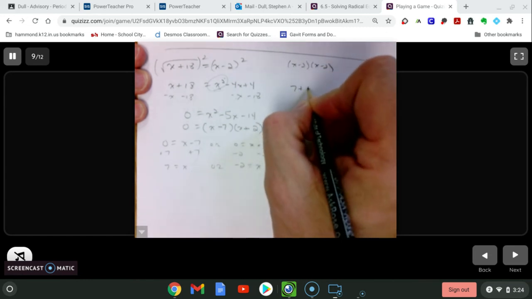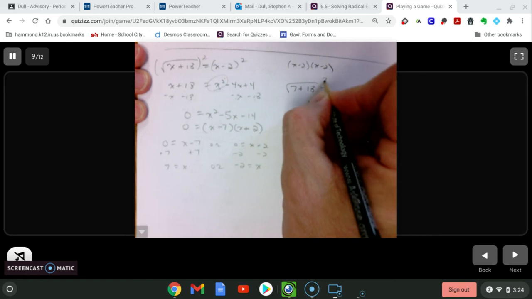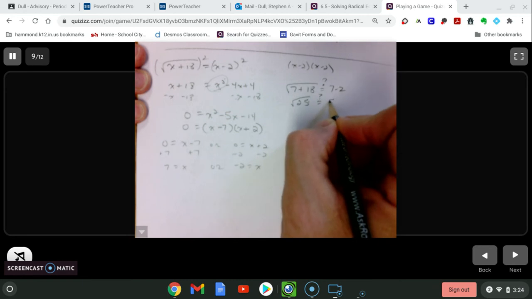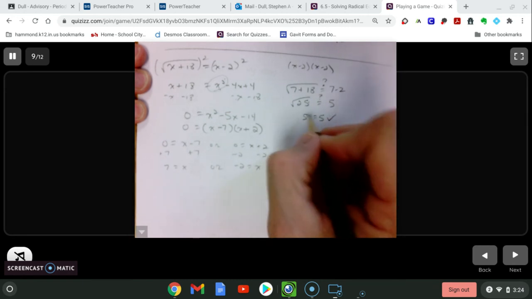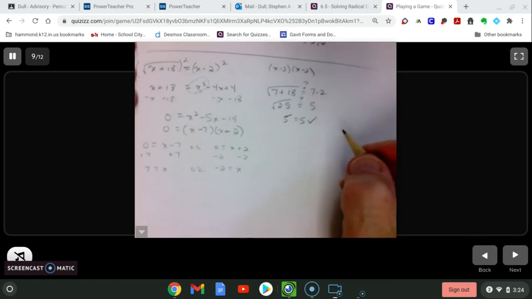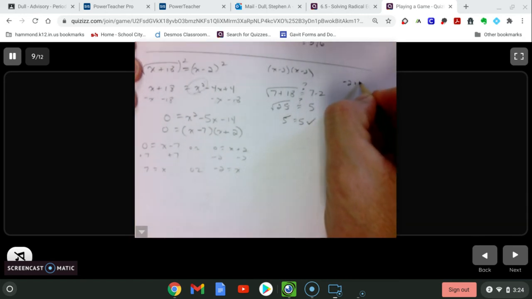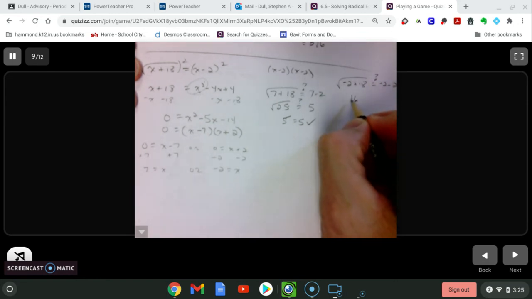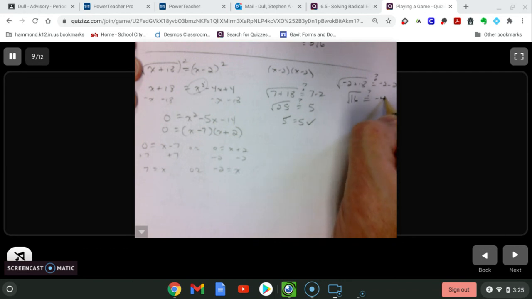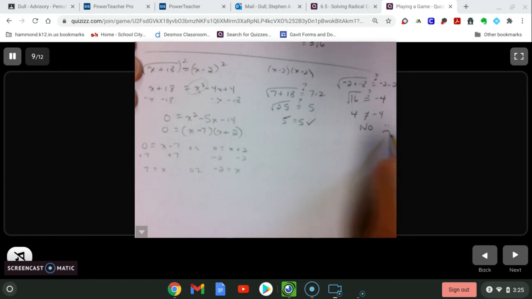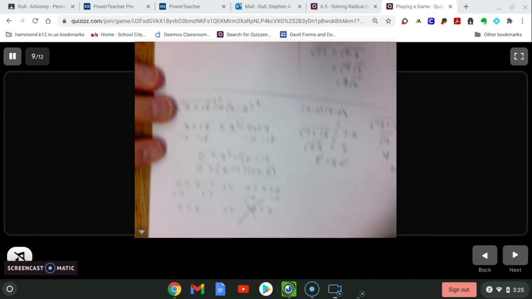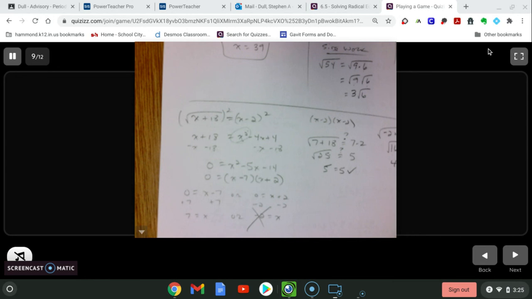So let's do that. So square root of 7 plus 18 equals, questioning, 7 minus 2. So let's see, square root of 25 equal to 5. And that's true. The square root of 25 is 5. Awesome. Let's try this one. Square root of negative 2 plus 18, asking if that's equal to negative 2 minus 2. So square root of 16 is going to be 4, which is not equal to negative 4. So what that tells us is we can ignore this solution, x equals negative 2. Okay? It is an extraneous solution.